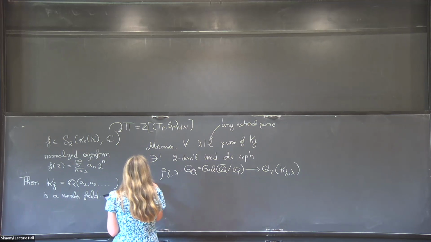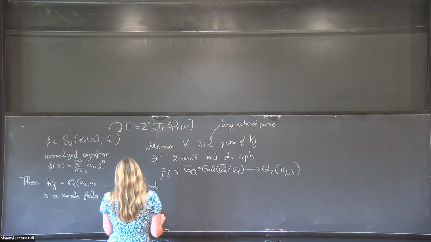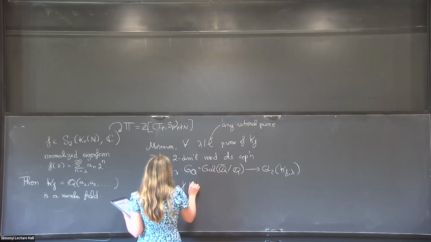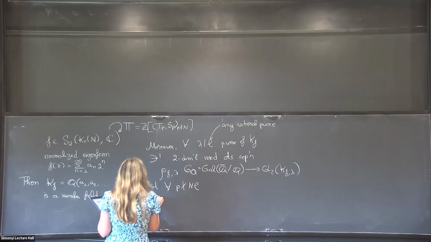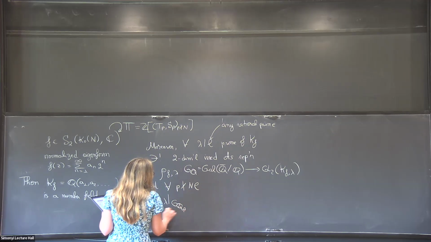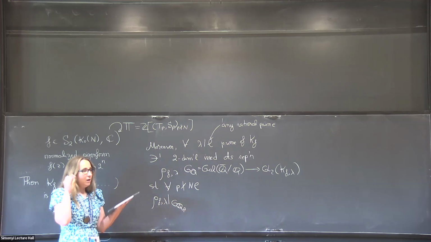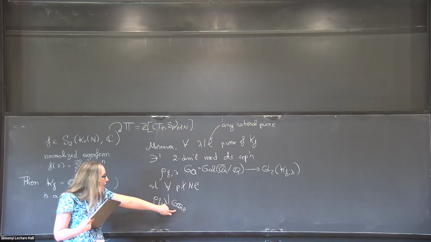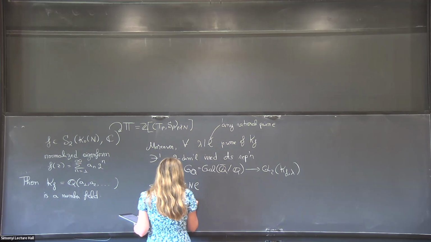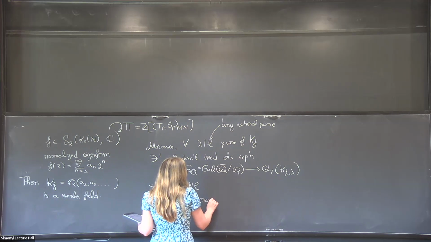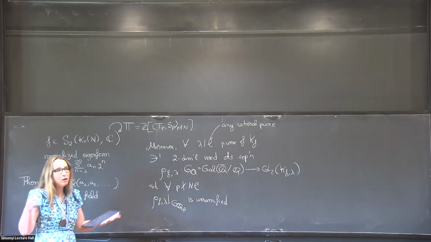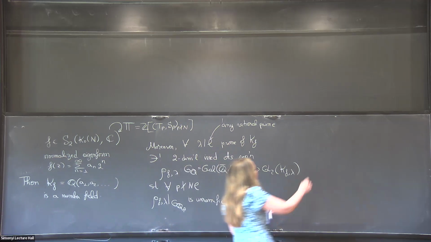And such that for any p that doesn't divide N or l, this rho_{f,lambda} is unramified at p. So you restrict it to the decomposition group at p, the local Galois group of the p-adic field, then this is unramified. And that just means it's determined by one matrix. It's just determined by what it is on the Frobenius at p.